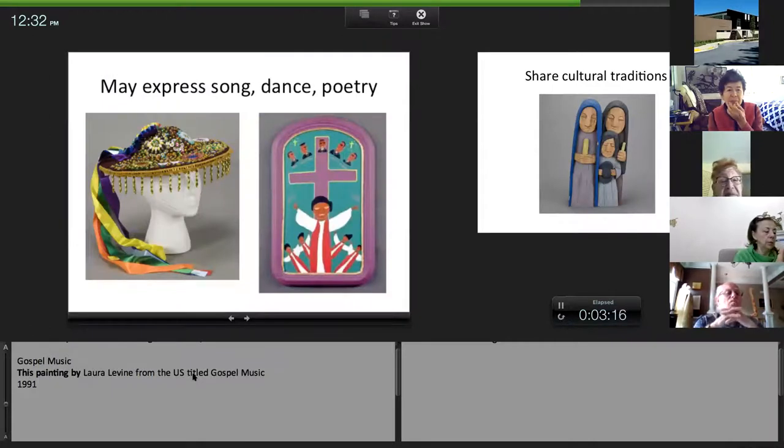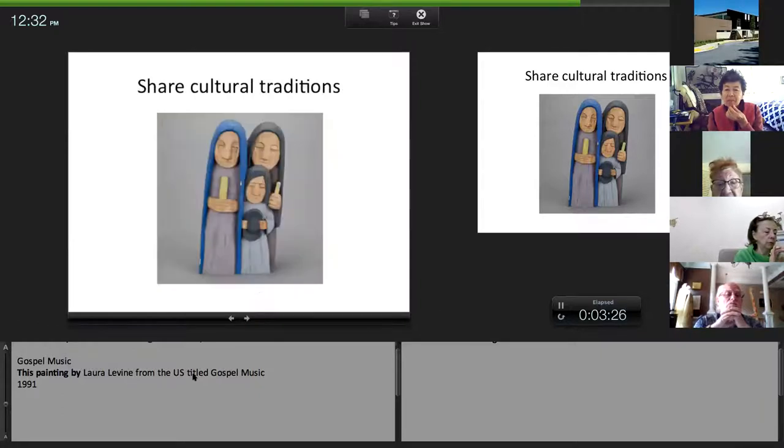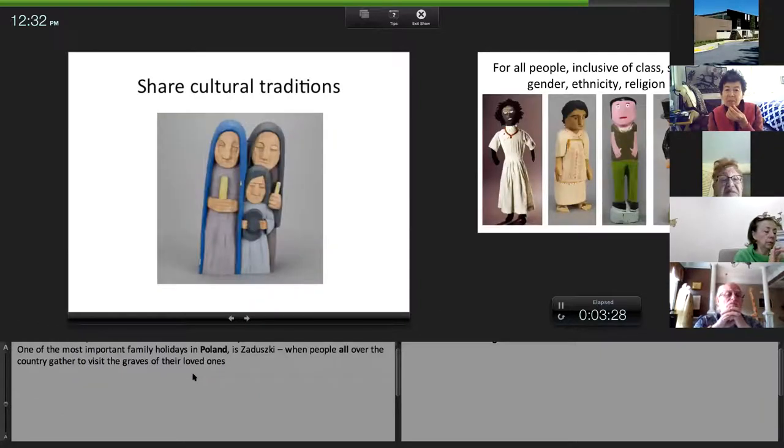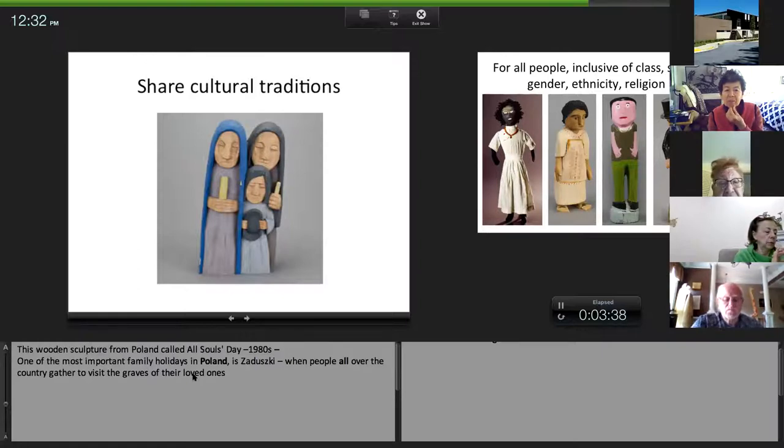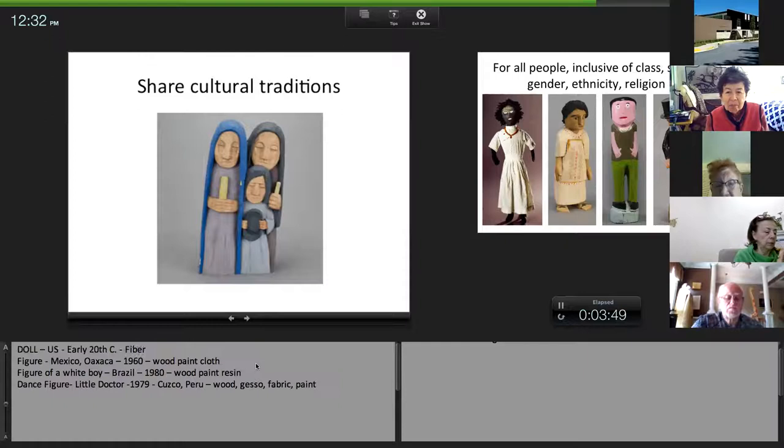Folk art can express song, dance, or poetry. On the left, we have a Peruvian dancing hat. And on the right, we have a painting of gospel music from the US. So folk art also can share traditions. And this is actually a wooden sculpture from Poland, representing All Souls Day and the holiday of Zaduski, where people from all over the world gather to visit the graves of their loved ones.